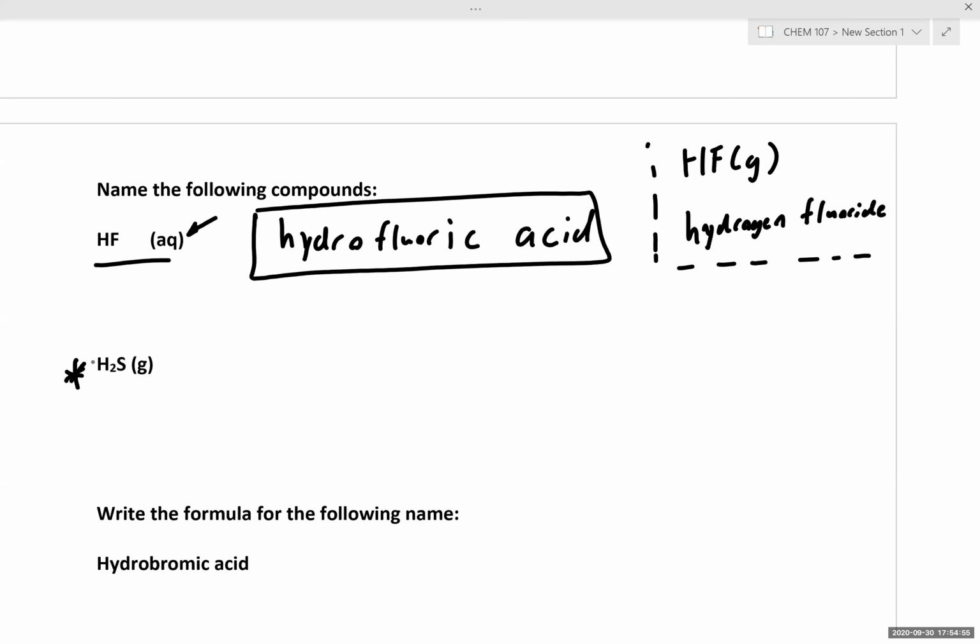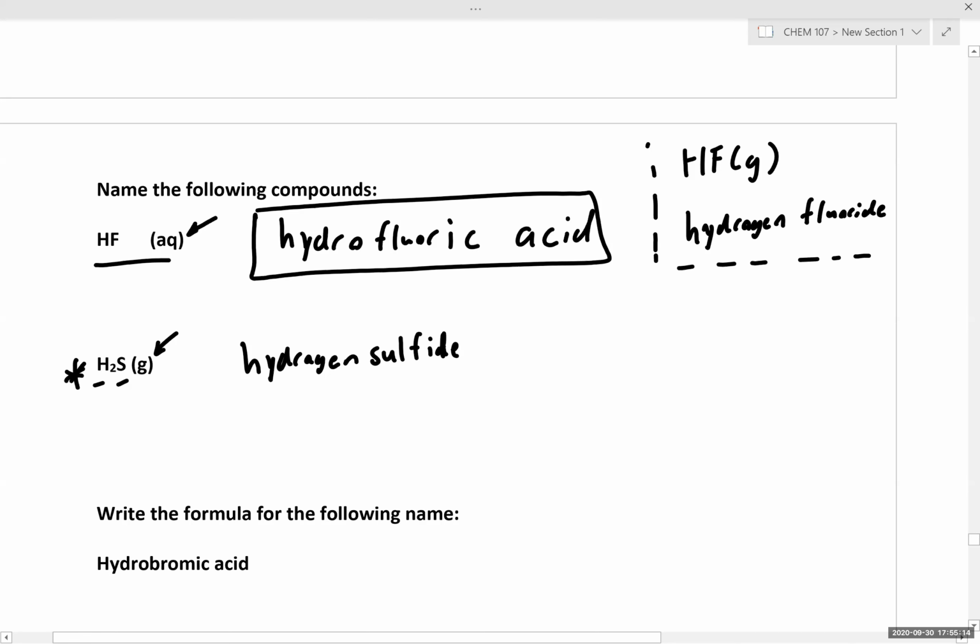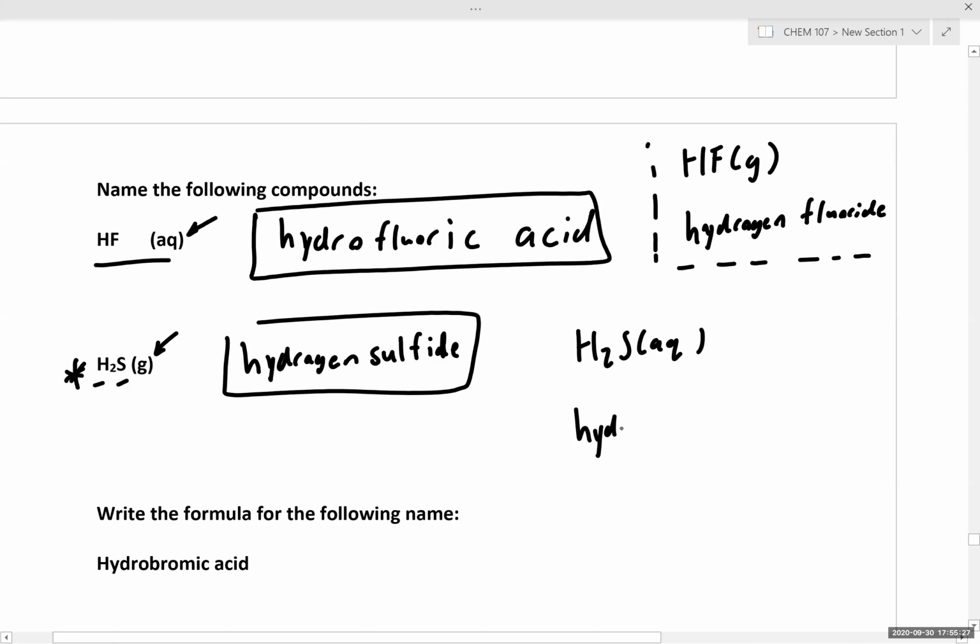Okay, so let's discuss. We have H2S in the gas phase, so we use the prefix of hydrogen rather than hydro. Then we take the stem for sulfur, which is sulf, and change the ending to IDE. So H2S in the gas phase would be hydrogen sulfide. Comparatively, if we're naming aqueous H2S, we would call this hydrosulfuric acid.